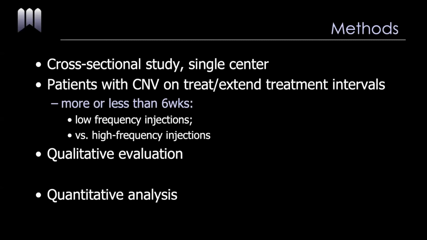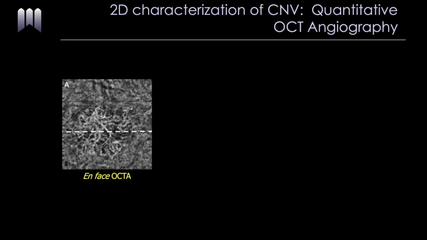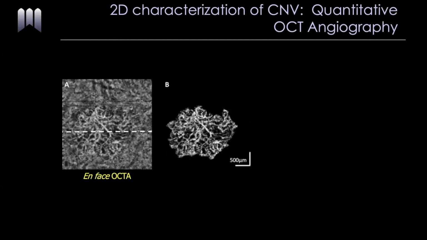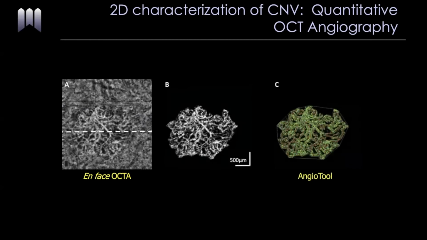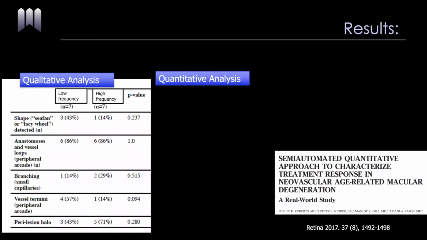We compared the qualitative features that were described by the Souied group and also the quantitative features that we extracted from AngioTool. So here's an example. This is an en face OCTA. You extract the CNV and then you apply the AngioTool and extract all these features. So what did we find?